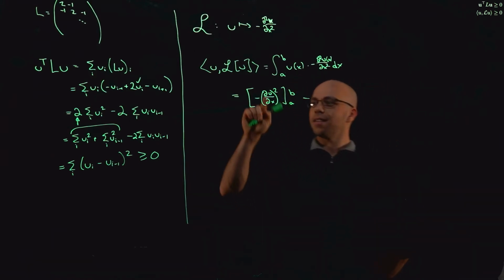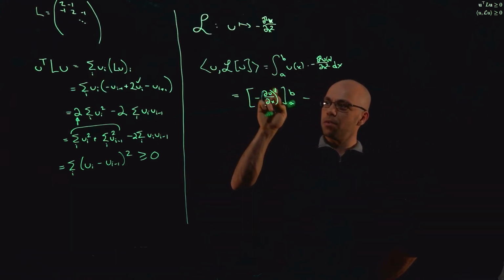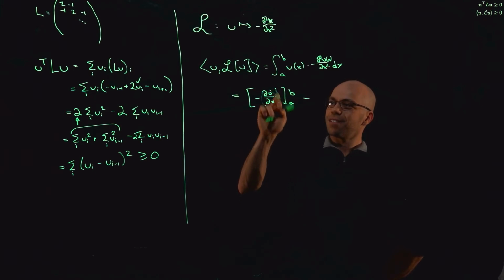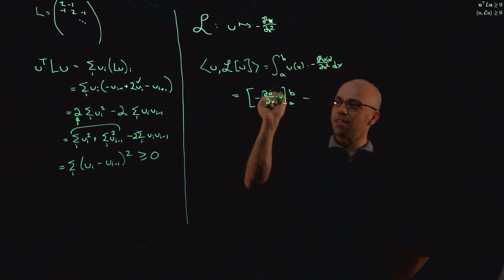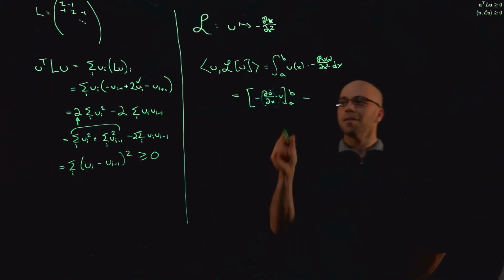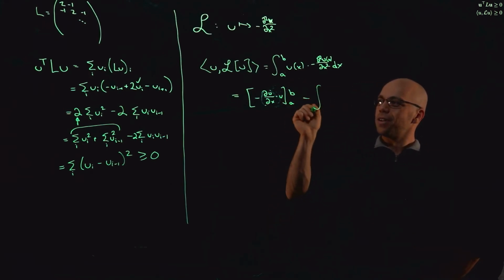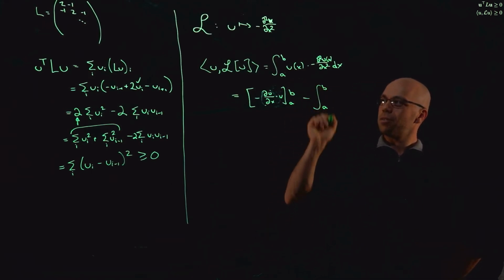Oh, oops! I'm sorry. This is du/dx times u. My apologies. It's actually not going to matter, and I'll tell you why in like t minus 3 seconds. Okay, minus the integral of the version where we move one derivative onto the other side, right?